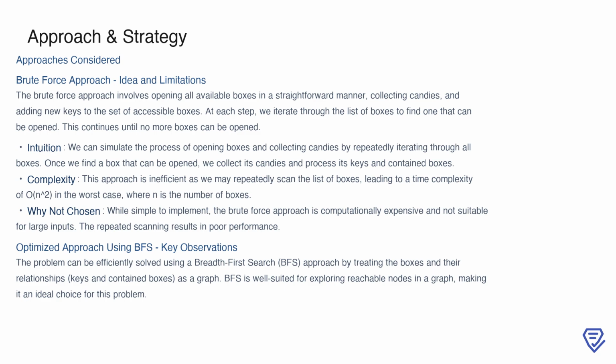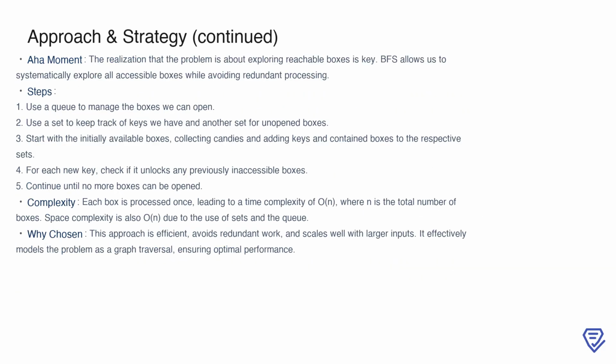Specifically, we can treat the boxes and their relationships as a graph, where keys unlock new nodes, and use a breadth-first search, or BFS, to explore this graph systematically. BFS is particularly well suited for this type of problem because it allows us to explore all reachable nodes in an organized and efficient way. The key insight here is that the problem is fundamentally about exploring all boxes that are reachable from our starting point. BFS gives us a structured way to do this while avoiding redundant work.